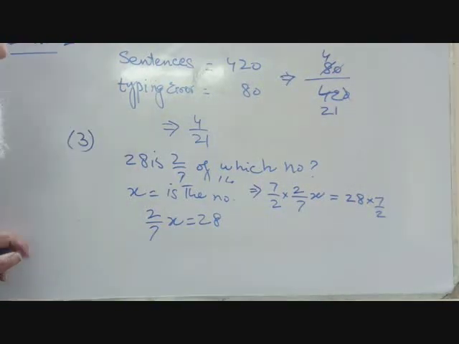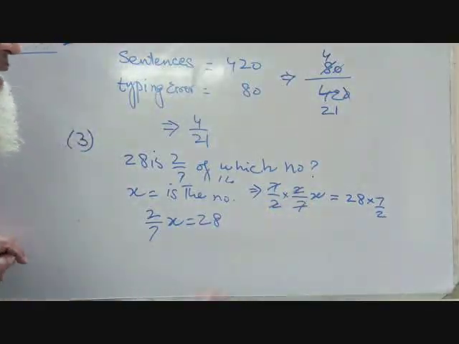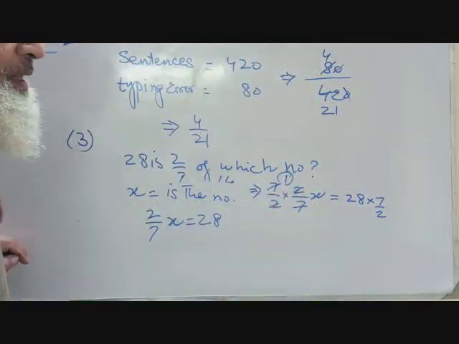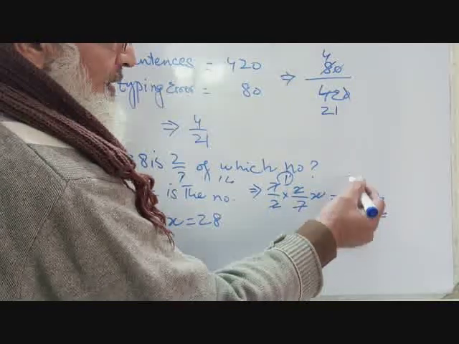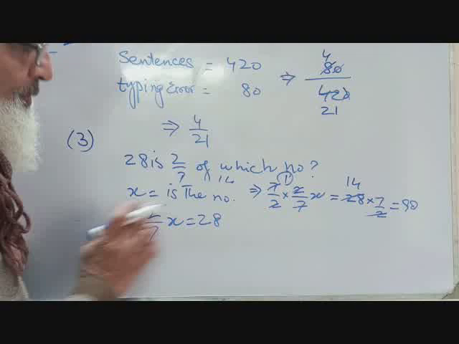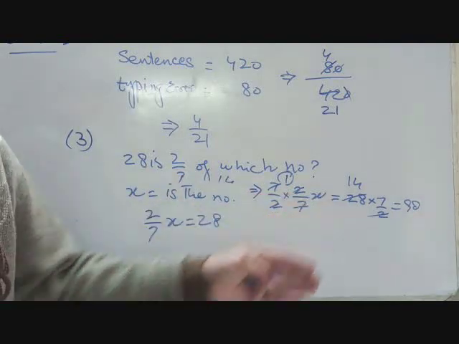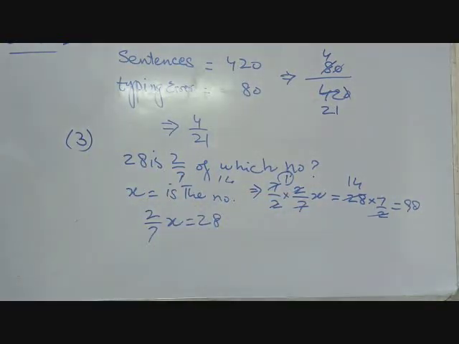Okay, now this simply crosses and becomes 1. Now this crosses this and this becomes 98. Now x is equal to 98 again. This is far easier and easy to understand.